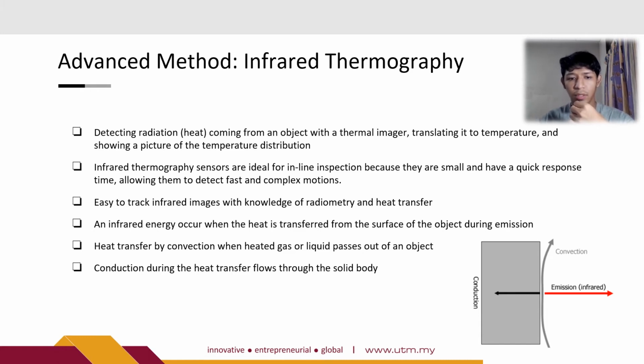radiometry and heat transfer. Infrared energy occurs when the heat is transferred from the surface of the object during emission. This is when the object has heat that is released. So the infrared captures it, and then the heat transfers by convection when heated gas or liquid passes over an object. This process also relates to heat transfer when convection happens, and also in conduction, when heat flows through the solid body.